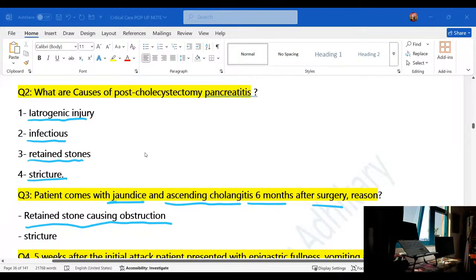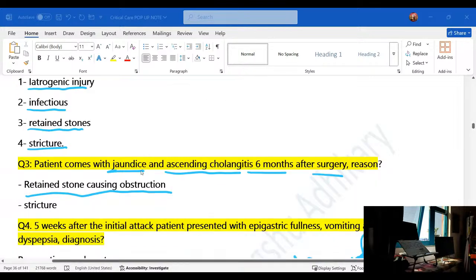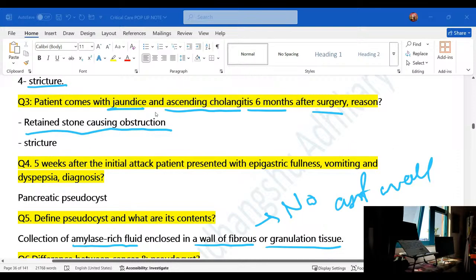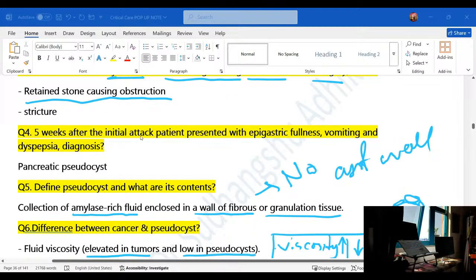What are the causes of post-cholecystectomy complications? Pancreatitis, iatrogenic injury to the hepatobiliary system and pancreatic system, infection, retained stone in the CBD, and stricture. A patient came with jaundice and ascending cholangitis 6 months after surgery. Reason: retained stone causing obstruction and stricture.